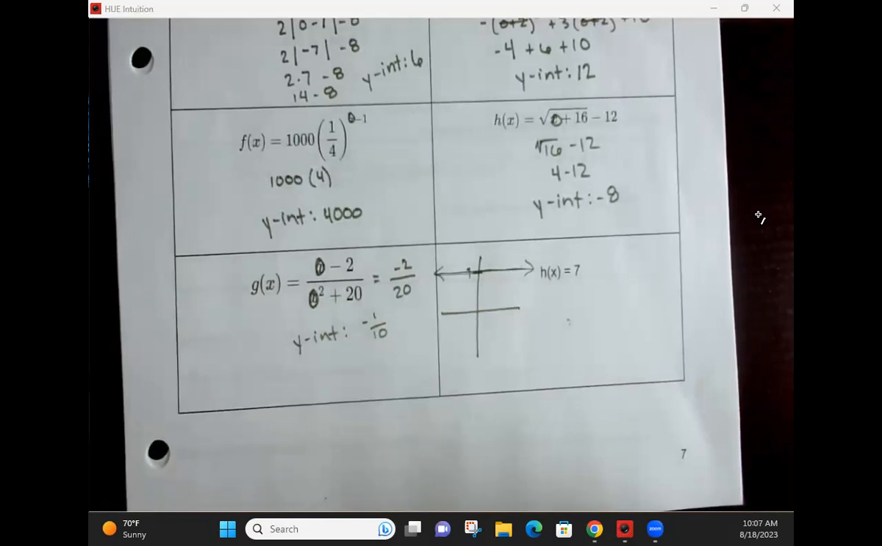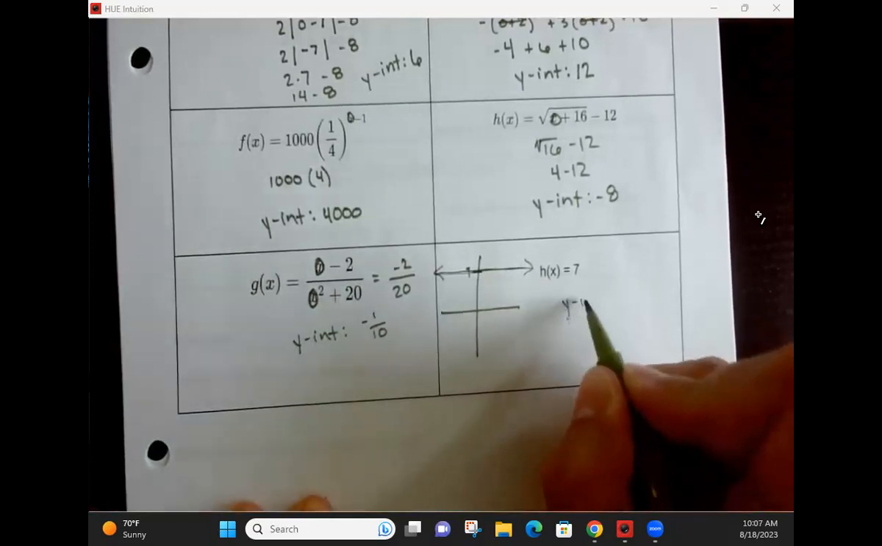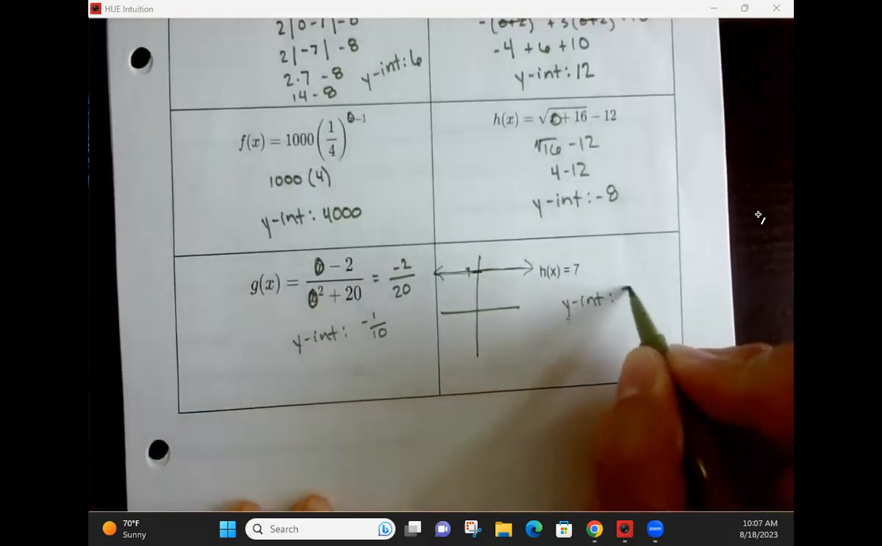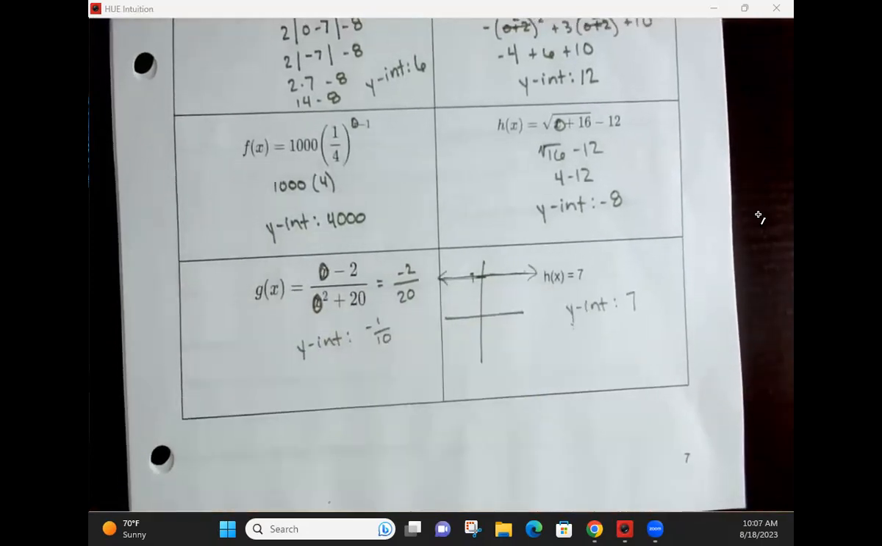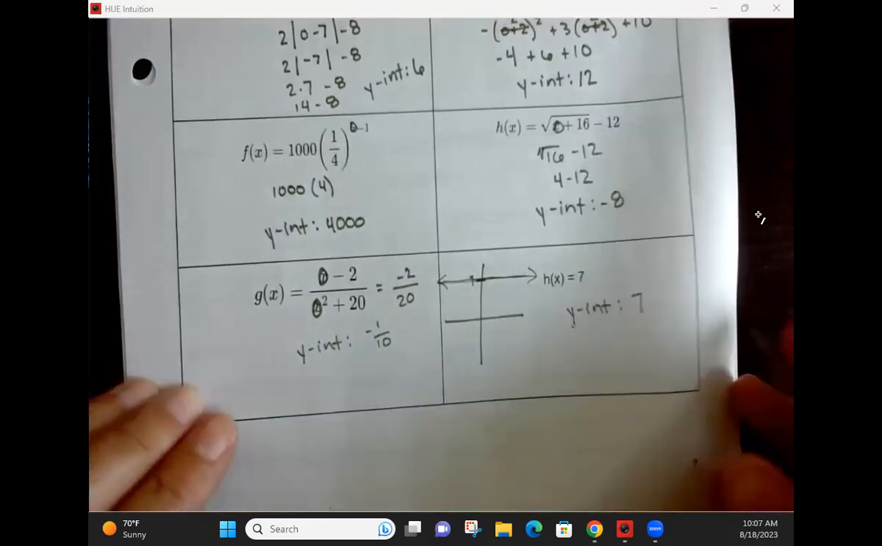So what does that mean for our y-intercept? It's got to be 7, right? Sometimes this trips us up because there's nowhere to plug in x. This is the easiest one on the whole page because no matter what x is, y is 7. Turn the page for me.